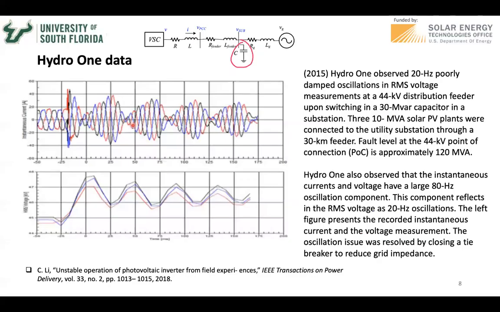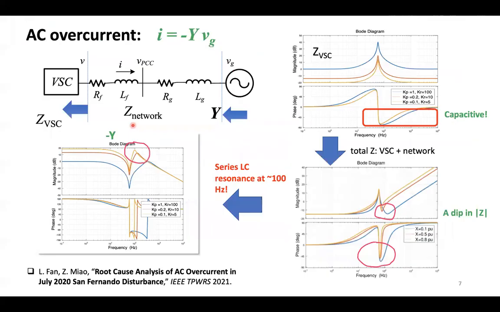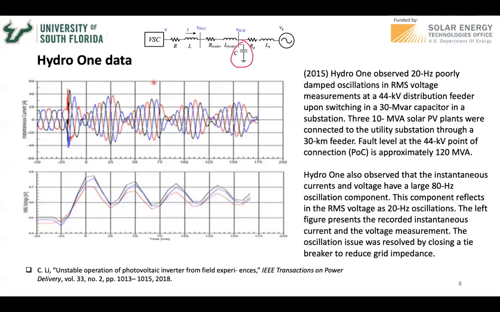Okay, the second example is Hydro One, and again, before we viewed this as LC resonance, but this one we can also view as LC resonance just by looking at it. So the system description is like this. This is a distribution feeder with about 20 Hertz damped oscillation showing in the RMS voltage.